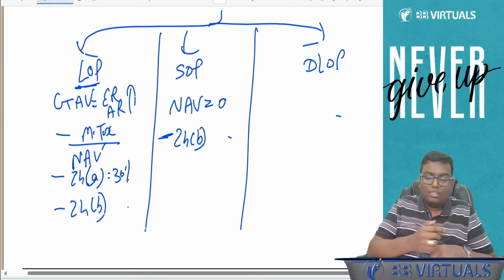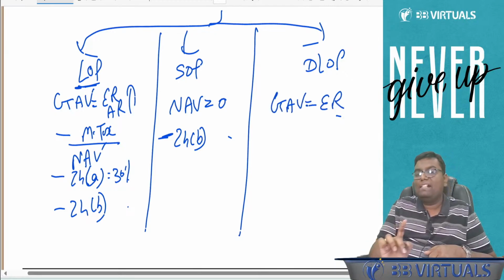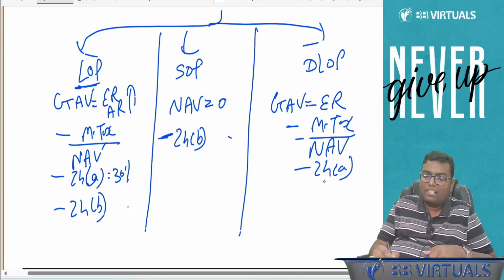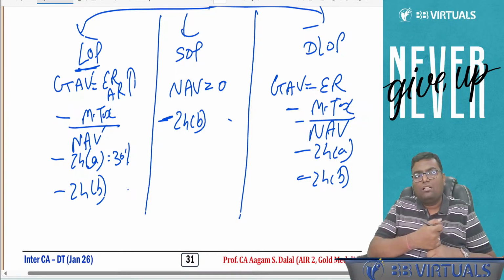Last, deemed LOP. In that case also GAV will be there, which will be expected rent. Here also I can deduct municipal tax. There will be something called NAV. I will get 30% standard deduction. I will get the 24 clause B deduction. Final will be income from house property. So this is the overview of whatever we have understood.